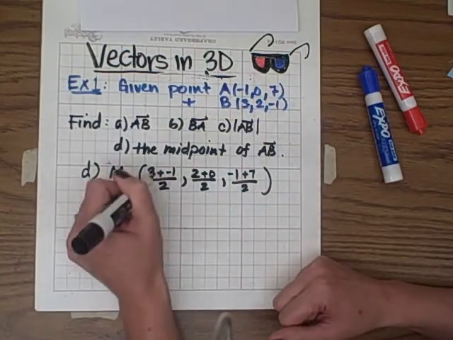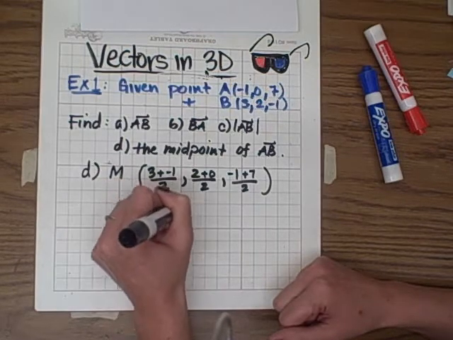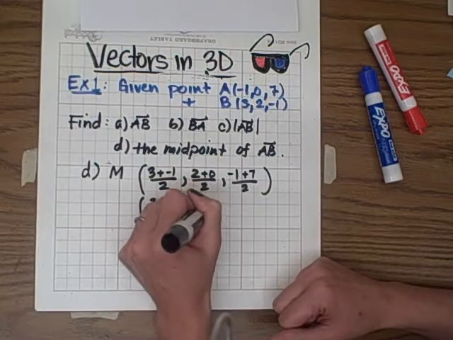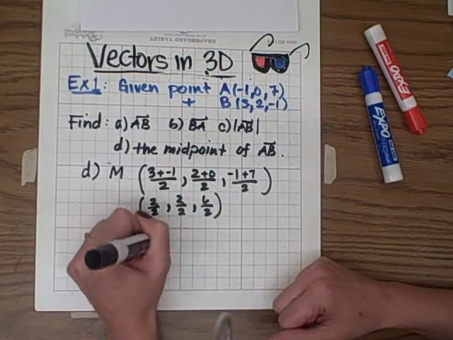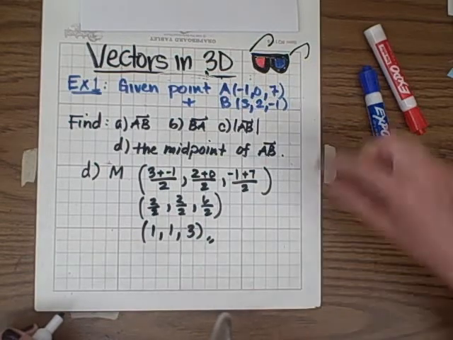So this is going to be 3 minus 1 over 2, so 2 over 2, 2 over 2, and 6 over 2, or 1, 1, 3, are the coordinates of the midpoint of vector AB.